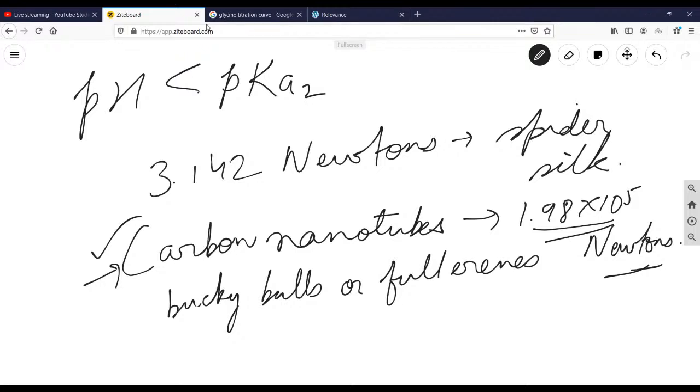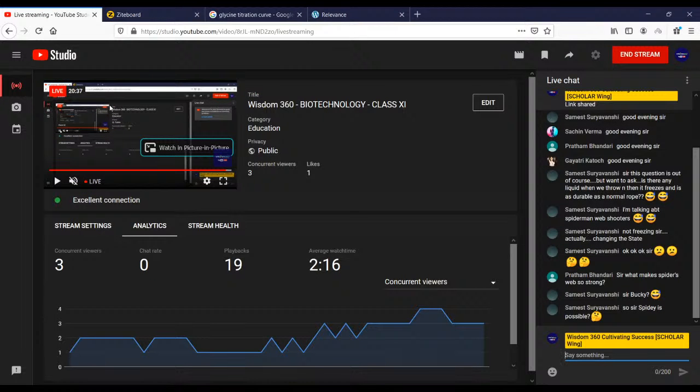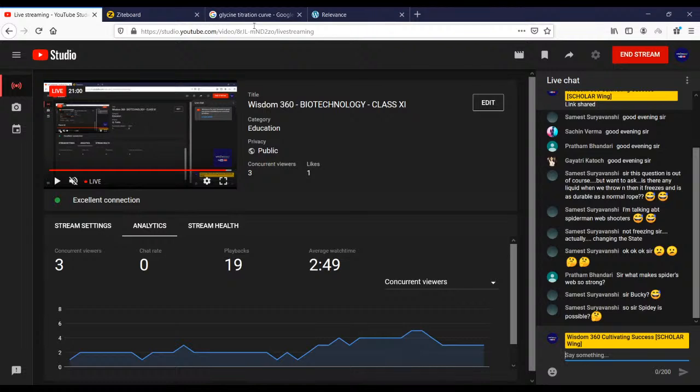Yeah, Spidey can be made. Buckyballs are known as fullerenes. Just check in Google fullerenes, the word that I wrote. You will get to know a lot about carbon nanotubes. So it is possible, but not now. Give it 4 or 5 years. Nanotechnology is taking a boom, so it will be possible.